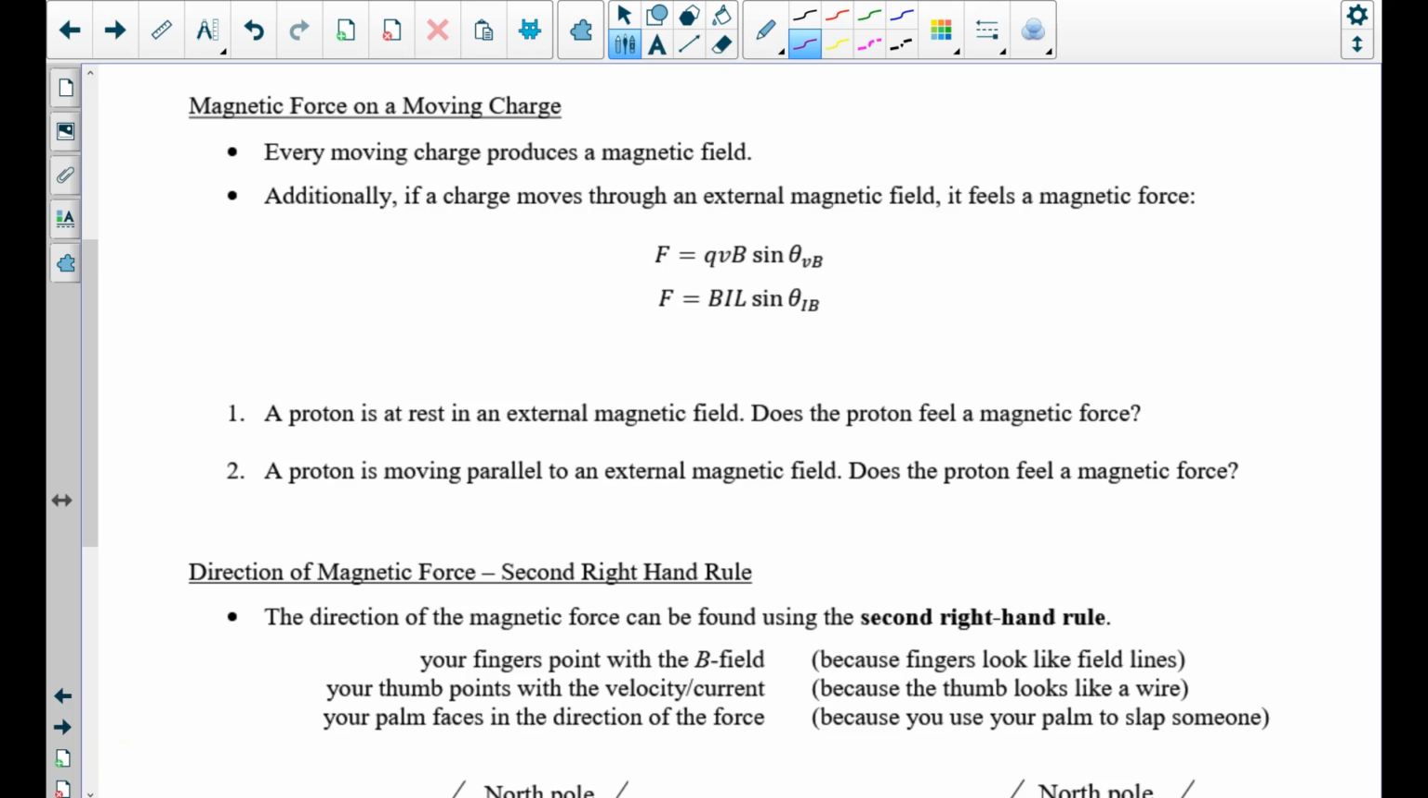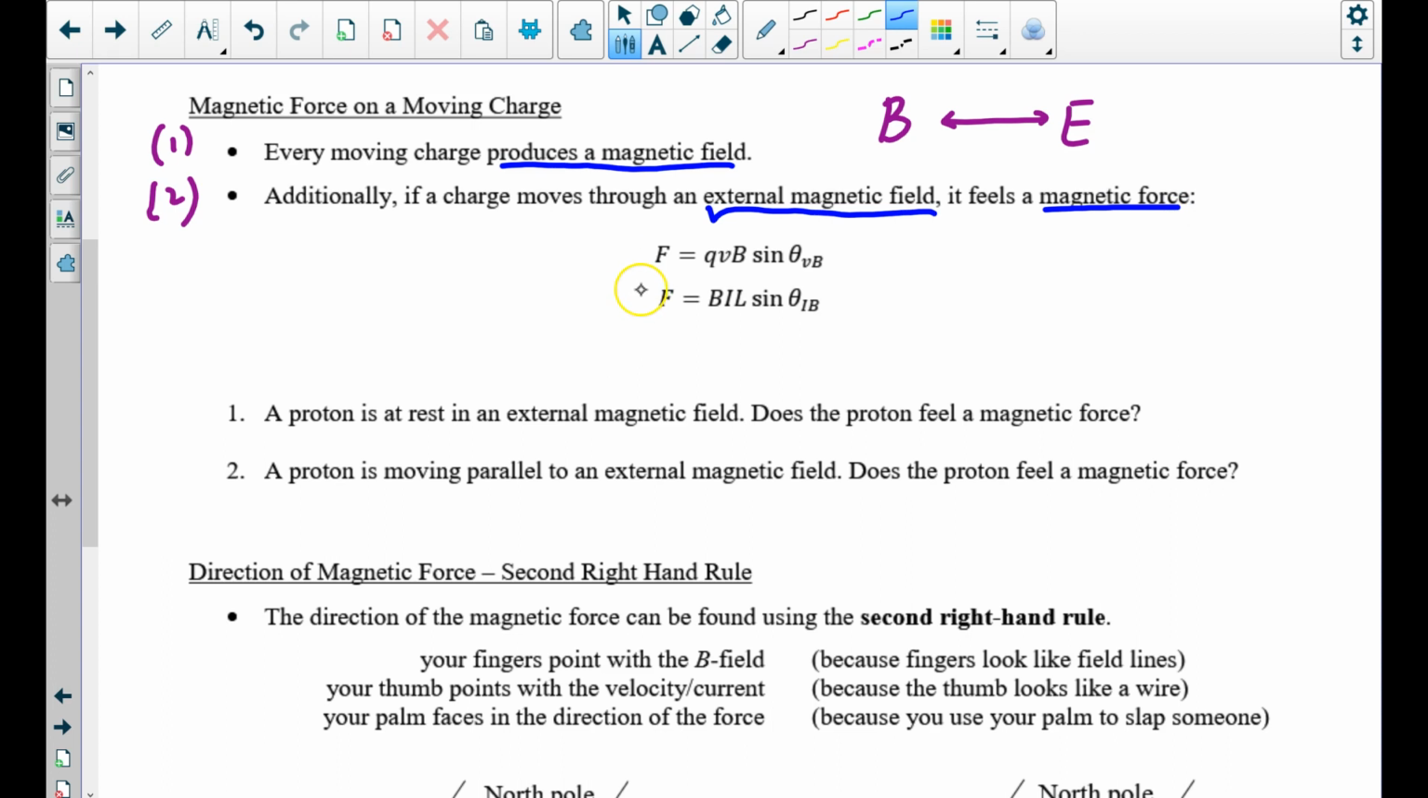We have learned two connections between magnetism and electric fields or electricity. First, every charge in motion produces its own magnetic field. Second, if you send a charge through an external magnetic field, something else's magnetic field, then the charge will feel a magnetic force.